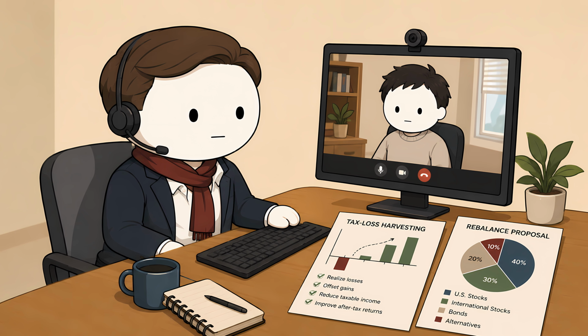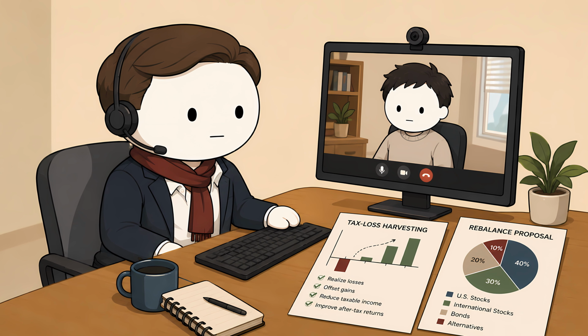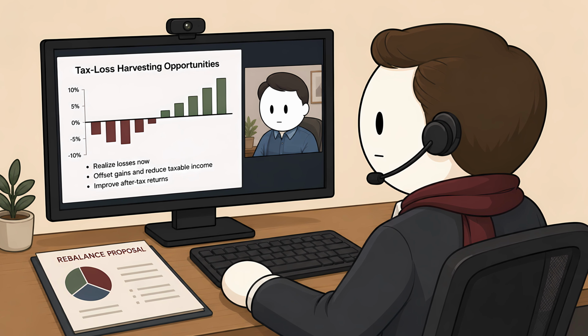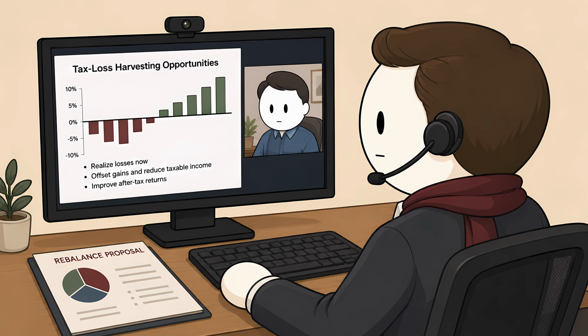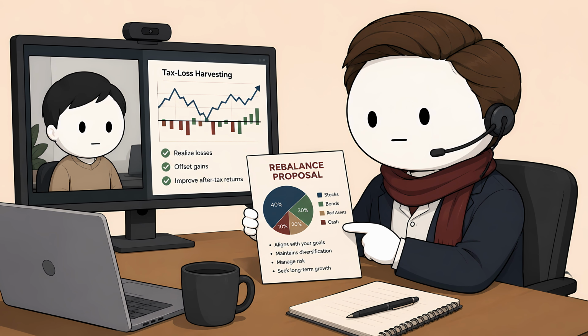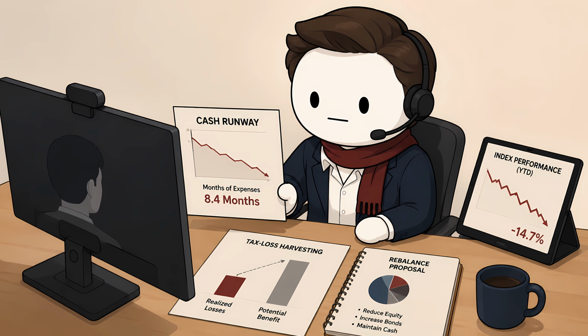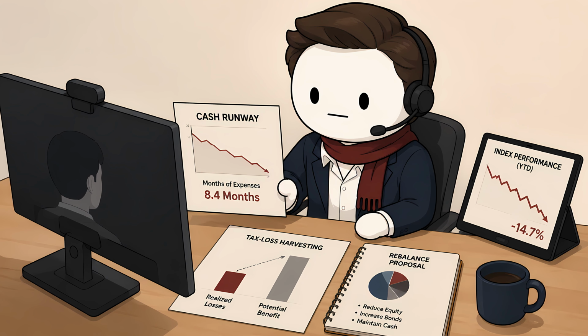You join the video call from the client's home office on the screen. On the video call, you show the tax loss harvesting opportunities graph. The client watches the screen while you point to the rebalance proposal. You explain liquidity through the cash runway sheet, not through the falling index.